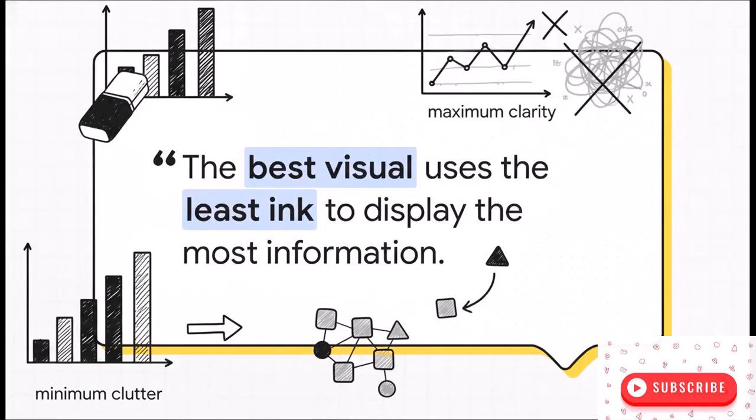This quote just perfectly nails the golden rule of data design. The goal is always maximum clarity with minimum clutter. Before you finalize any chart, just take a second and ask yourself, does this grid line, does this label, does this shadow actually help someone understand the story? If the answer is no, get rid of it.